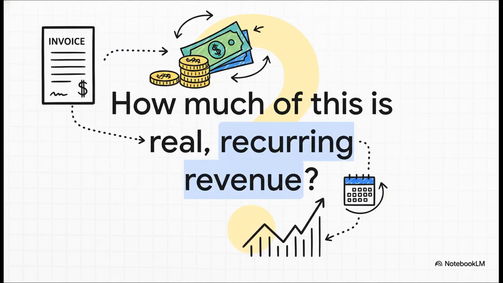Okay, let's look at a real-world example. Here's a single invoice. It's for one client for $22,500. I mean, on the surface, that looks fantastic, right? But the most important question you can possibly ask is the one right here on the screen. How much of that is real, stable, recurring revenue?